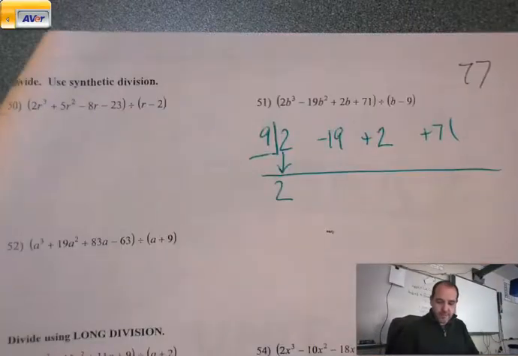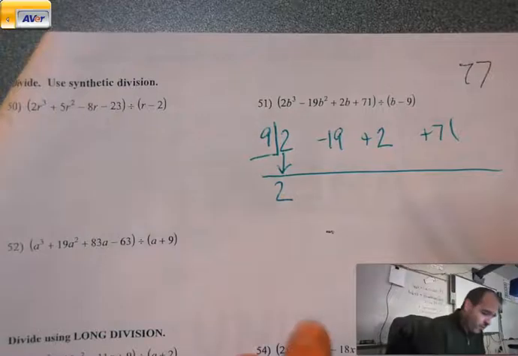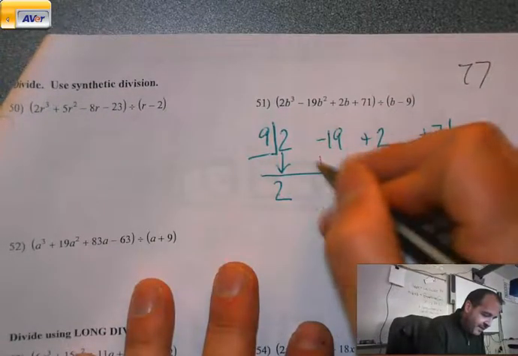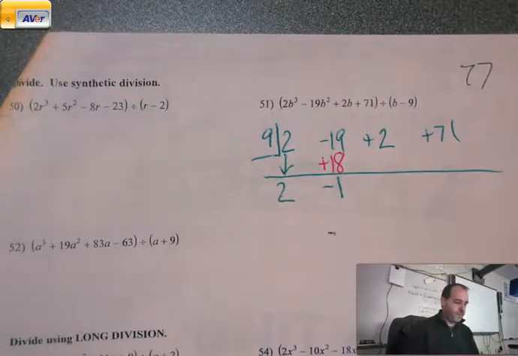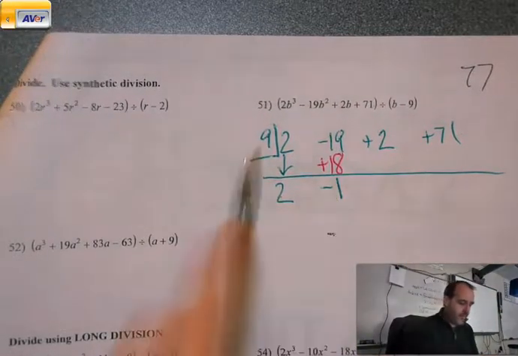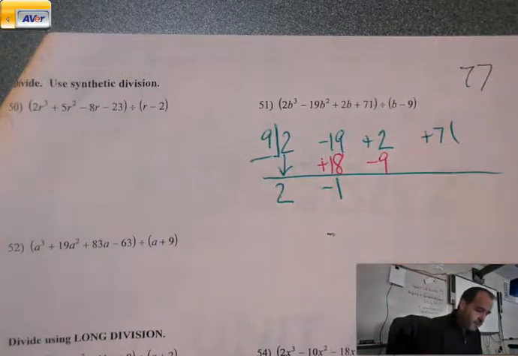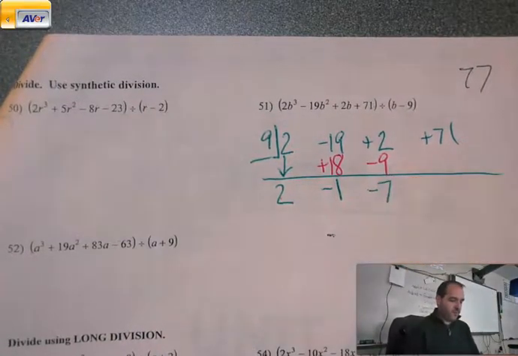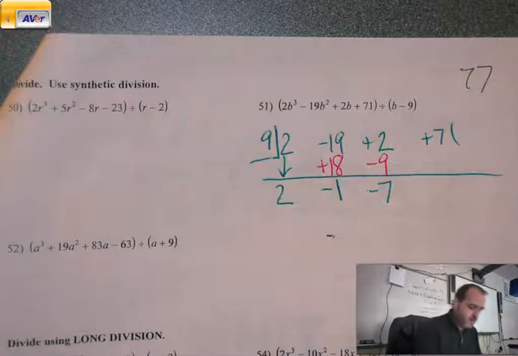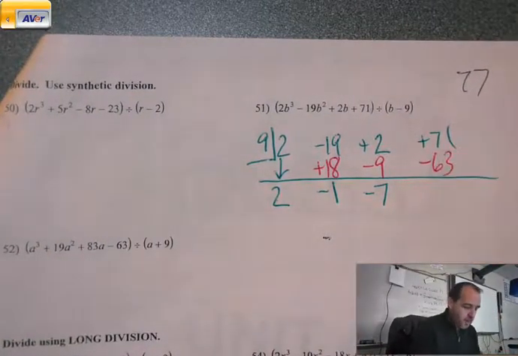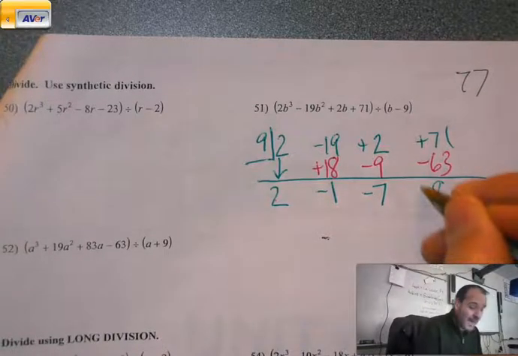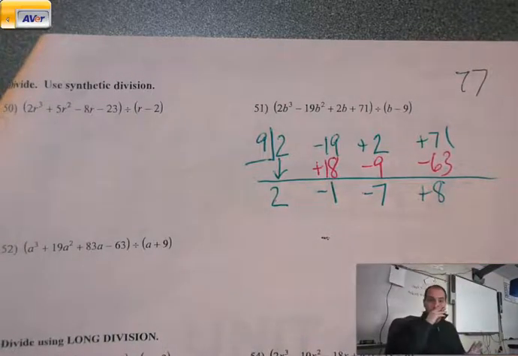Pull the first term down. You know the drill at this point. I know you do. 2 times 19 is 18. Add down, multiply. Add down, multiply. Whoops. Almost had a color issue there. Add down. Now this time we're not just looking for the remainder.